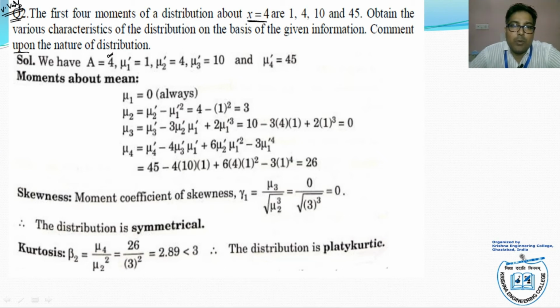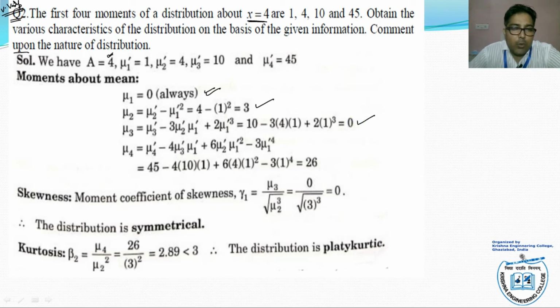The mu1 is always 0. The value of mu2 is equal to mu2 dash minus mu1 dash square. Put the values of mu2 dash and mu1 dash, we get the value of mu2 is 3. And the value of mu3 is equal to mu3 dash minus 3 mu2 dash into mu1 dash plus 2 mu1 dash to the power 3. Put these values of mu1 dash, mu2 dash in the equation, we get the value of mu3 is equal to 0.